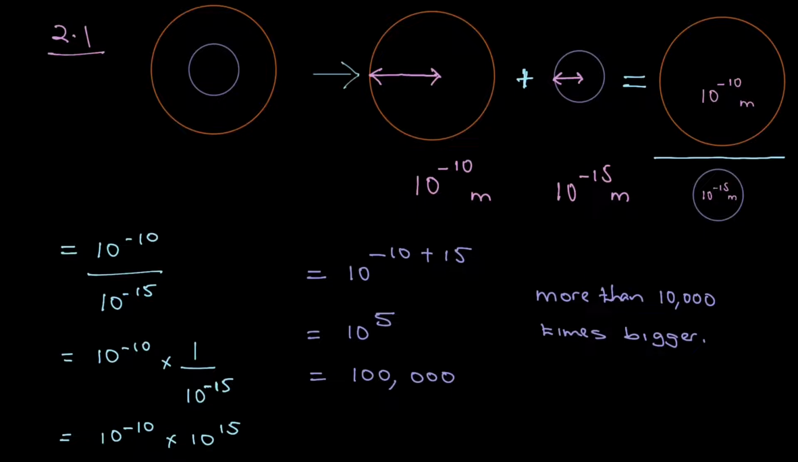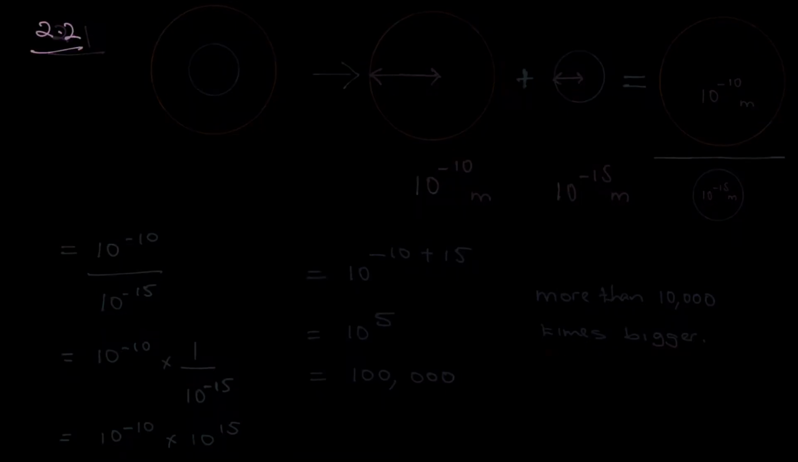From the question, it's asking if it is less than 100 times bigger. No. Is it exactly 5,000 times bigger? No. Is it more than 10,000 times bigger? Yes, it is more than 10,000 times bigger. Question 2.2. Alpha particles can ionize atoms in the air.